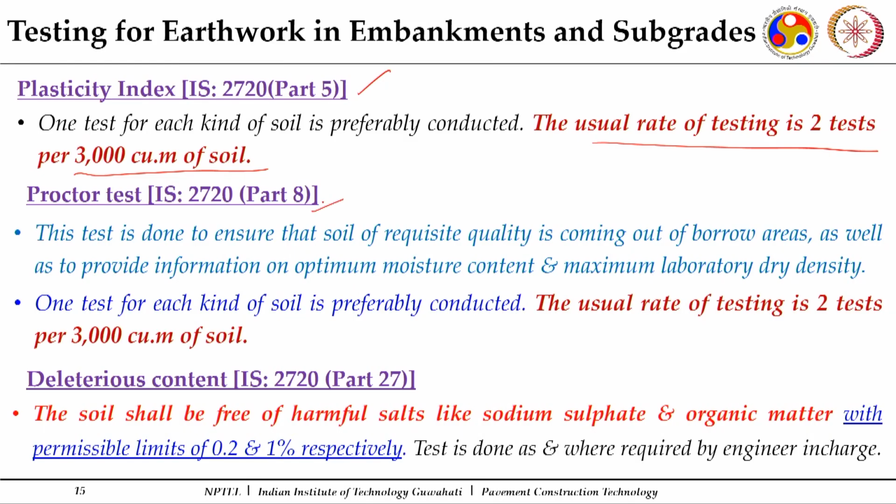So, the Proctor test. Again, this is to ensure that the soil I am using is meeting my requirements of density. This is to ensure that the soil is of requisite quality coming out from borrow areas, because it may happen that there are certain changes in the quality of the soil in the borrow areas. And it gives us further information about the optimum moisture content.